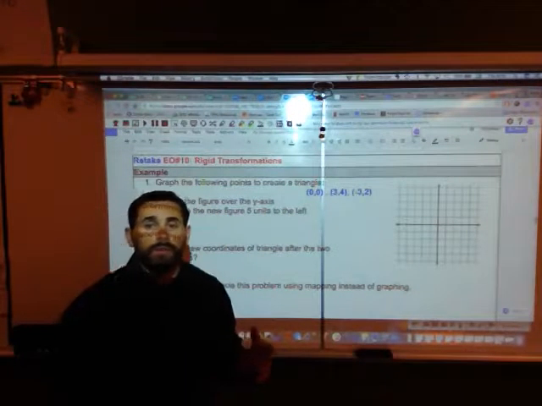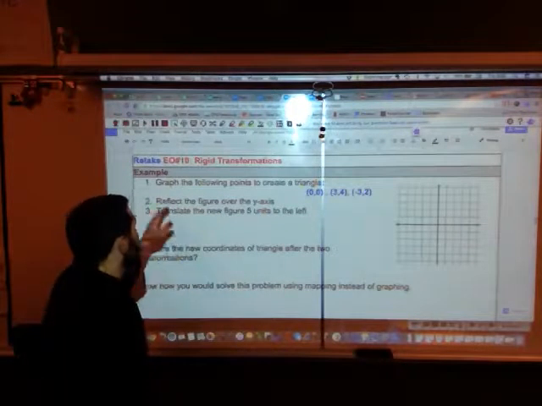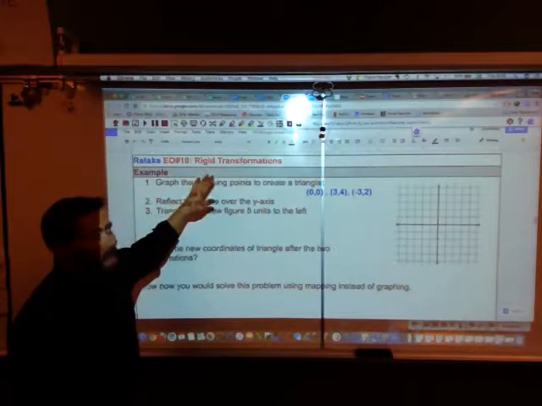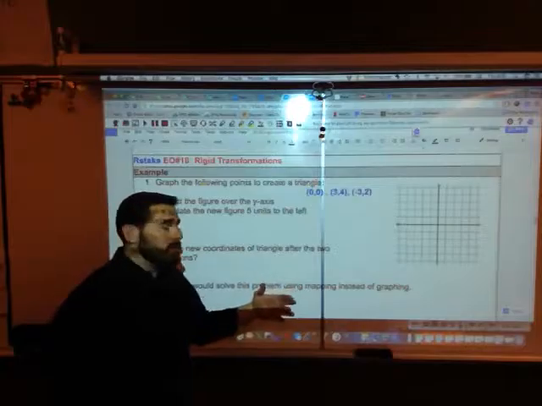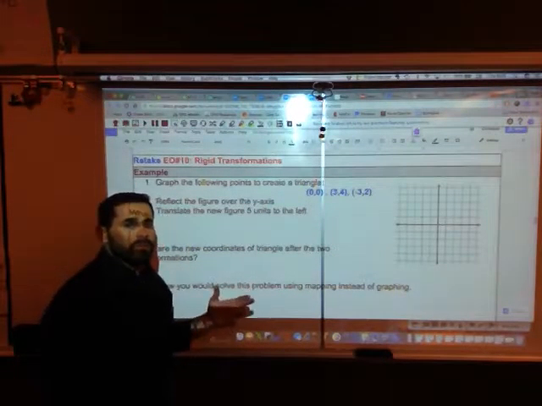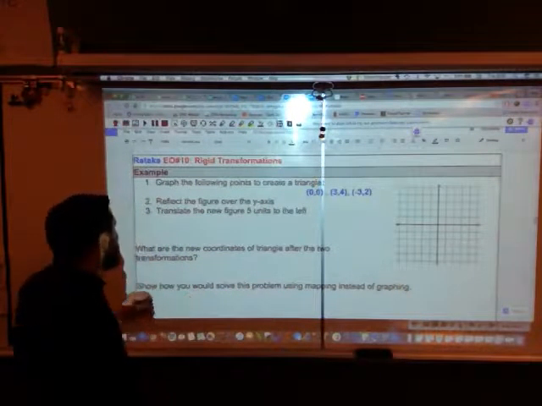Just on every test, there's always built-in retake opportunities. This is the retake for EO10 with rigid transformations. So it's part of our geometry, doing transformations on a coordinate grid.